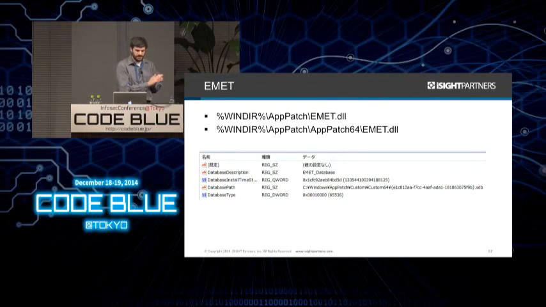Microsoft has created their own emet.dll and placed it in this AppPatch directory, and there's an associated 64-bit version there as well. And so if you looked in the registry at the locations we talked about before, for like say Internet Explorer, which has been protected, you'll find this entry, and it says the database is for EMET, and this is where the file on disk exists.